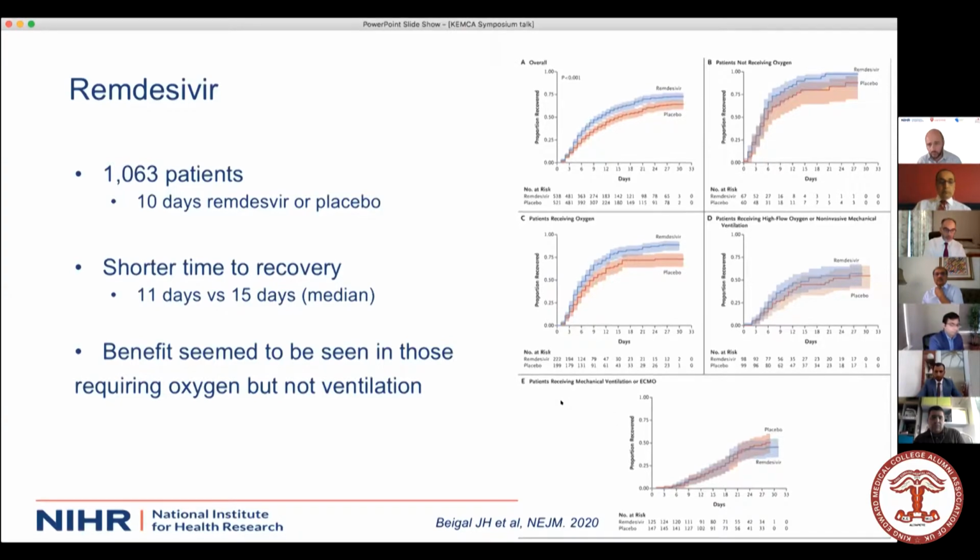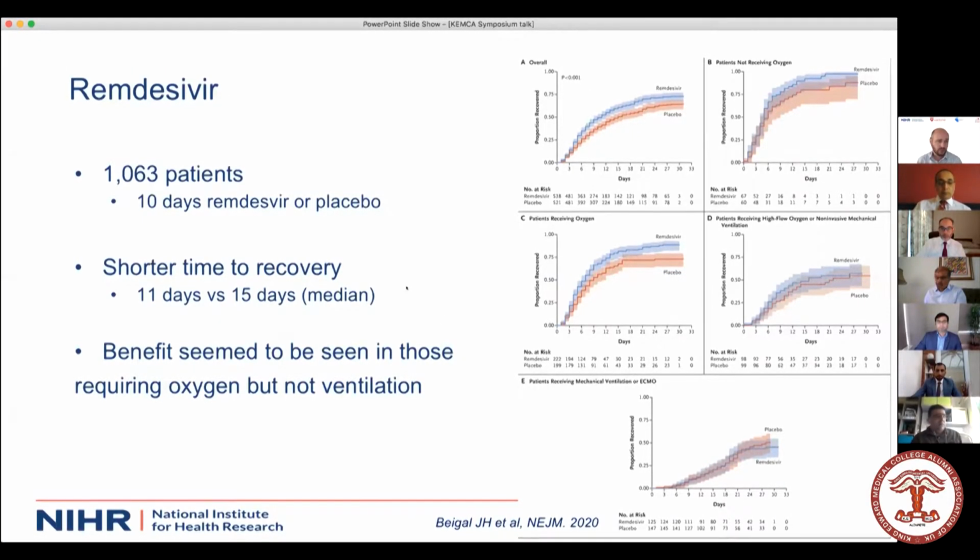I think what became much more obvious was that for those receiving mechanical ventilation or ECMO, we didn't see any significant difference. And these are better numbers, so you can see that there's 125 and 150 at the start in the ventilator groups. So remdesivir definitely seems to have a clinical role. The question is, how much of a clinical difference does it make? It doesn't help those that are the sickest, doesn't seem to help those not really needing oxygen, but for those needing oxygen, perhaps a little bit of improvement.